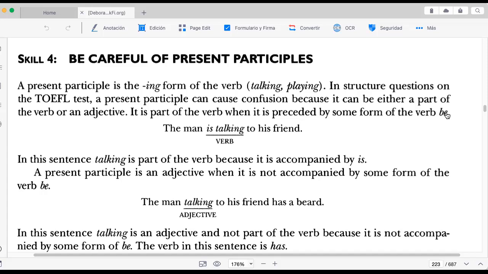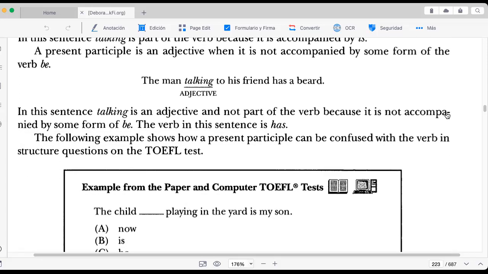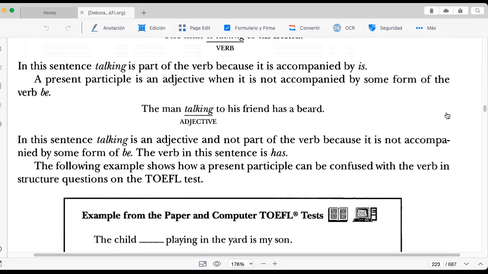A present participle is an adjective when it's not accompanied by some form of the verb be. The man talking to his friend has a verb. In the sentence, talking is an adjective and not a part of the verb because it's not accompanied by some form of be. The verb in the sentence is has. The following example shows how a present participle can be confused with a verb in structured questions on the TOEFL test. Thank you very much, Paul.